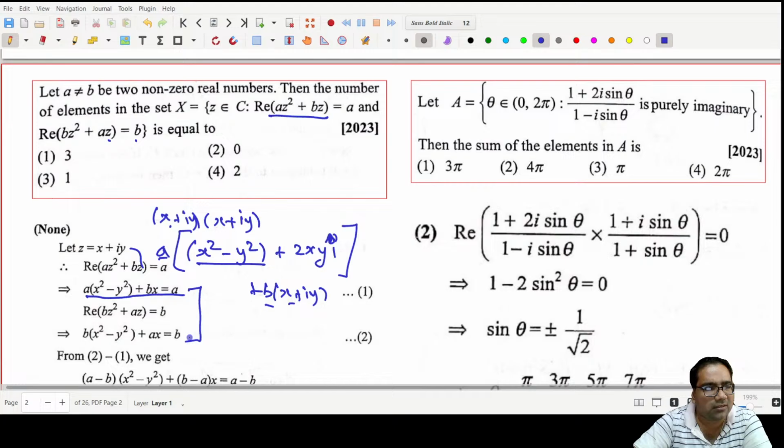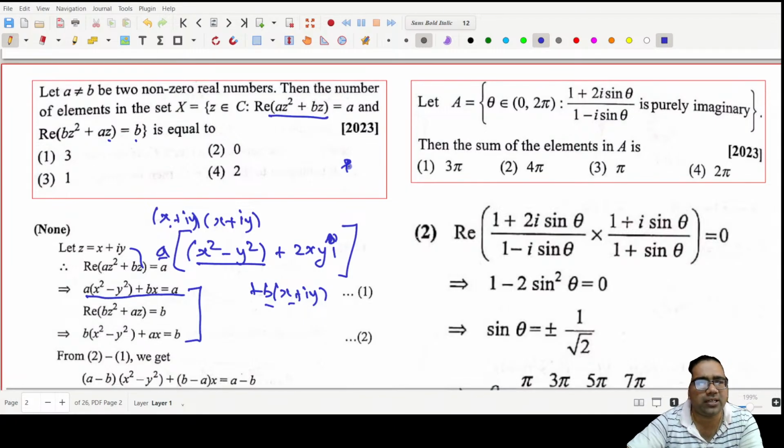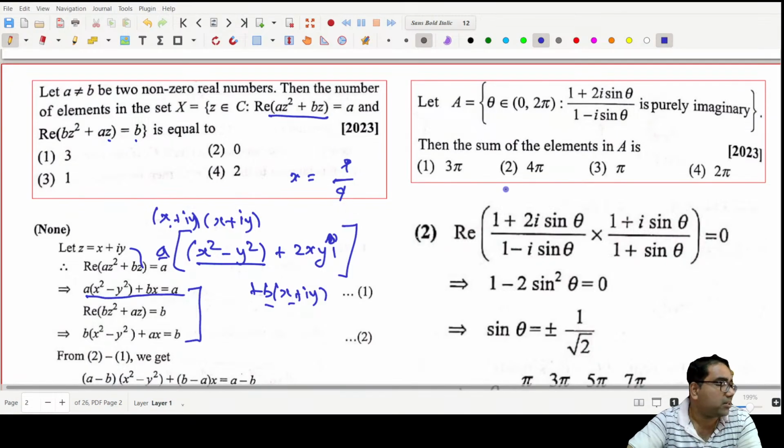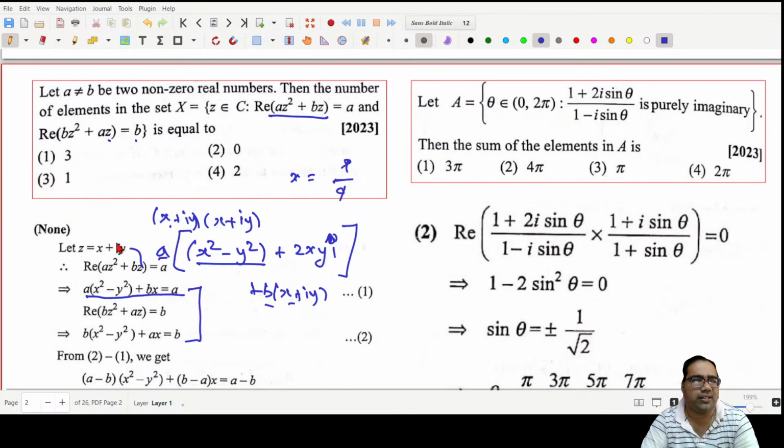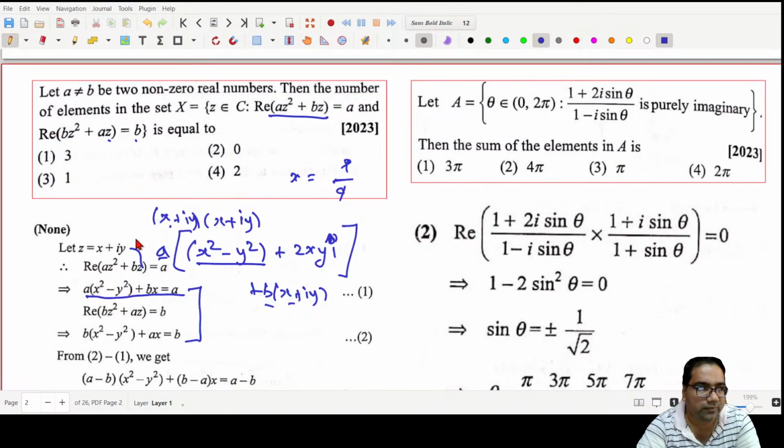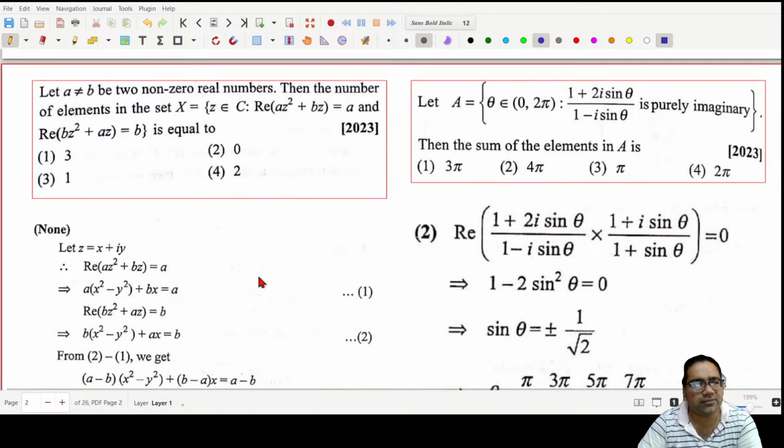Using this, we are getting z as x plus iy. We need to represent it like this; we take z as x plus iy just for our convenience. So when you say rational number, you will take it in the form of p by q, right? If someone says x is a rational number, we will directly take x equals p by q. Similarly here, if z is a complex number, we will take x plus iy. So real of az square plus bz equals a, this condition we have got. Similarly with this, another condition you will get.